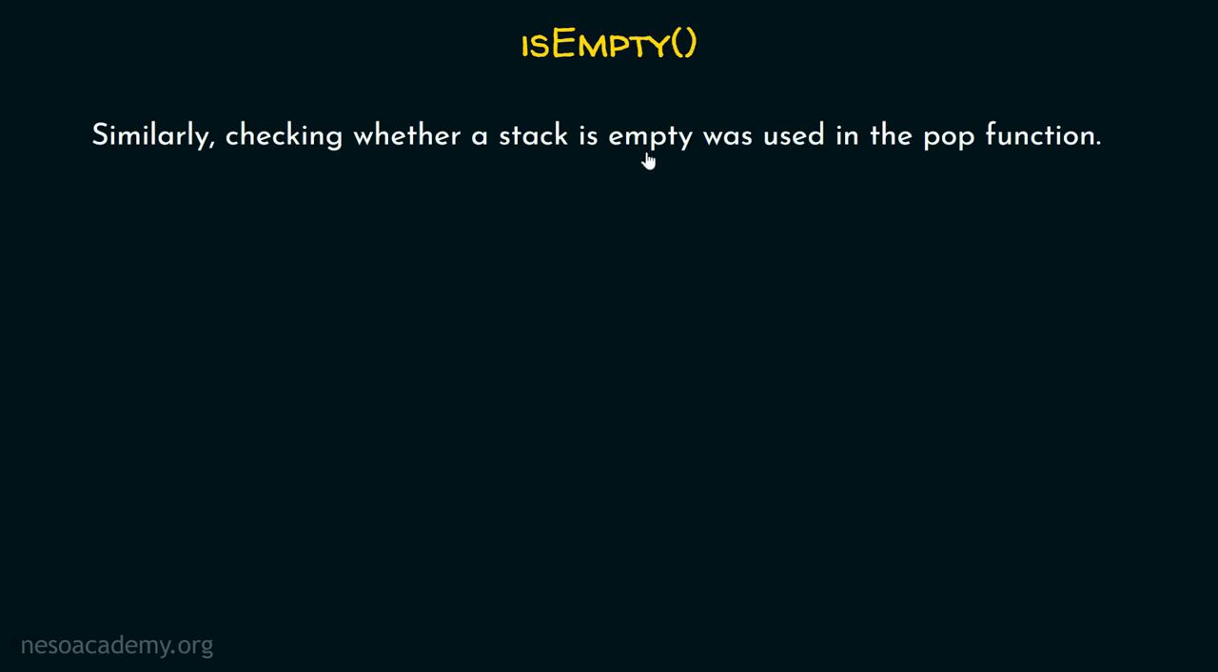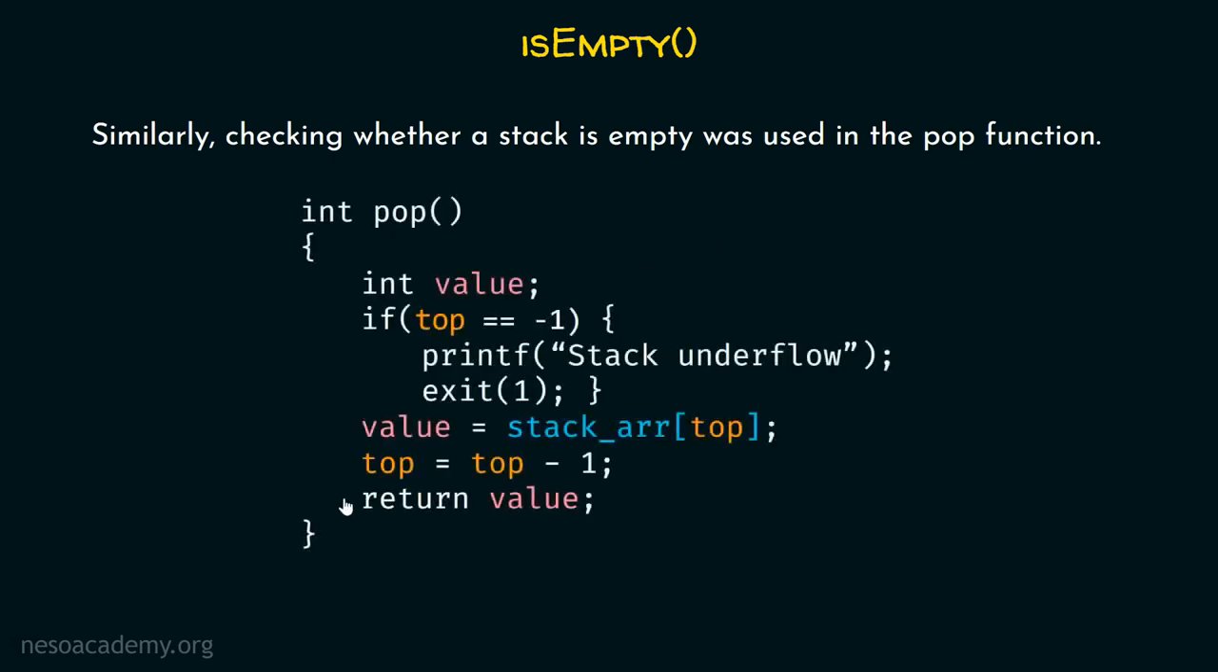Now we will write a separate function for checking whether a stack is empty or not. It is important to check whether a stack is empty, and we are already checking this condition inside the pop function, if you remember. We check whether a stack is empty or not before popping an element out of the stack. This is how the pop function looks. Here first the variable is declared. Then after this, we are checking this condition.